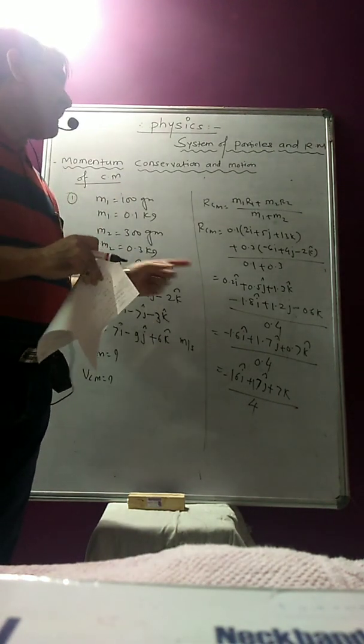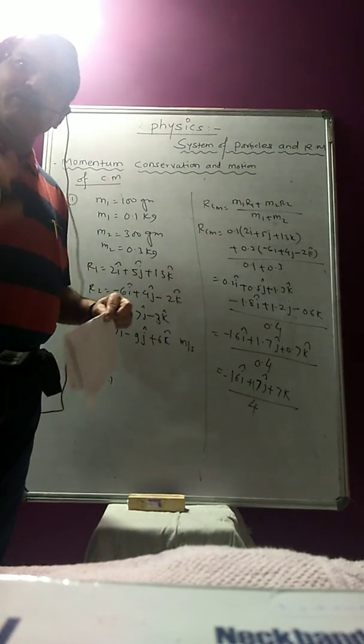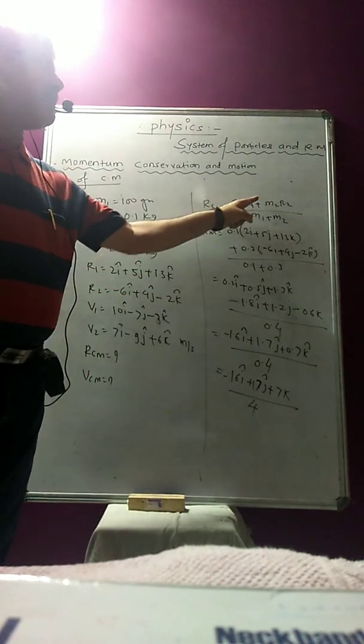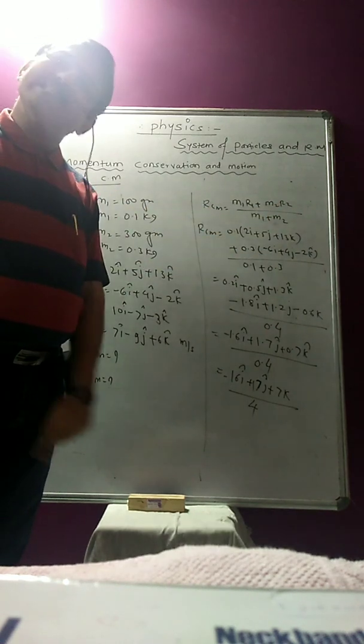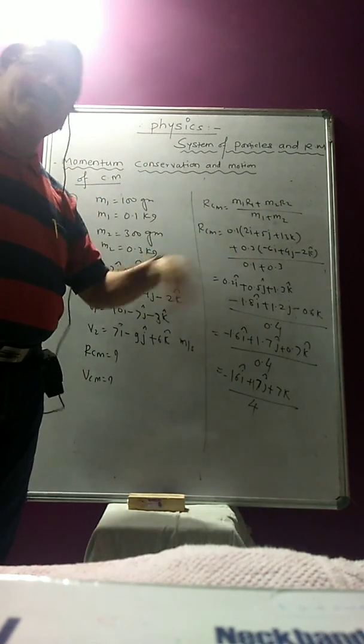Similarly you can calculate the velocity of center of mass, and for that which formula will you use? m1 v1 plus m2 v2 upon m1 plus m2. You can do that at home. Okay, that's all for today's topic.